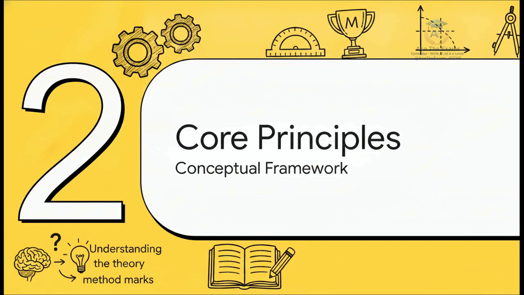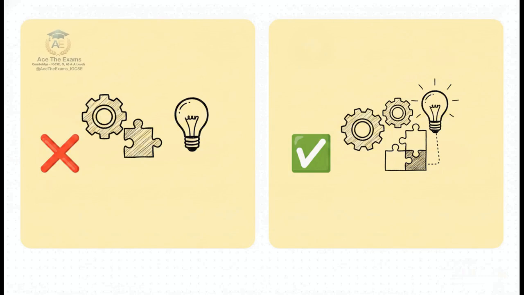Moving on to Section 2, Core Theoretical Principles. Let's break down the actual conceptual framework you need to start unlocking those hidden method marks. The contrast you're seeing here illustrates the exact mental shift you need to make right now. Over on the left, we've got generic, isolated knowledge. This is exactly where Alex lives, right? Just memorizing facts in a vacuum, completely disconnected from anything else.